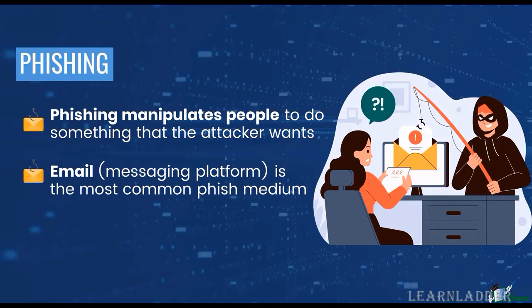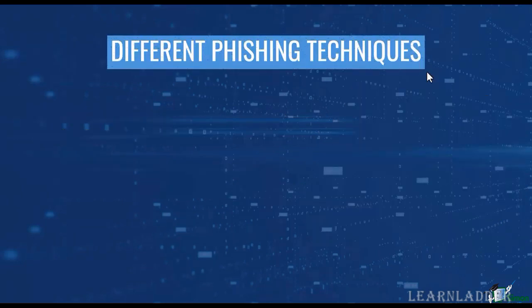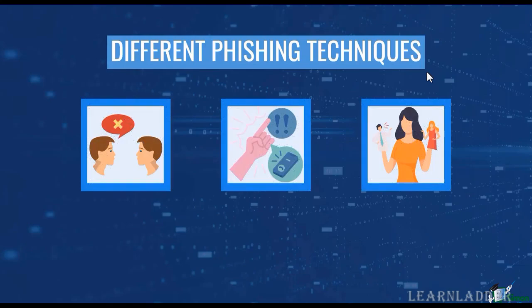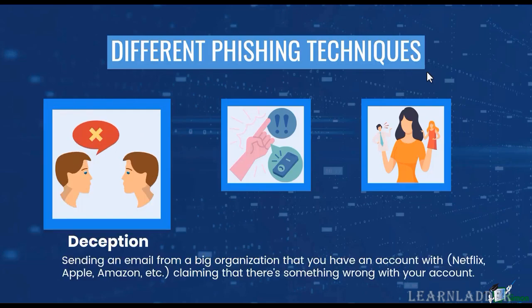The goal of the phishing attack is to get someone to do something the attacker wants, whether installing malware, handing over sensitive data, revealing their credentials, etc. And phishers will use a variety of different techniques to accomplish this goal. For example, one very common technique is deception. Often, phishing emails are designed to look like a legitimate email from someone you trust. A very common pretext is sending an email from a big organization you're familiar with, Netflix, Apple, or Amazon, etc., claiming that there's something wrong with your account and that you need to resolve it.